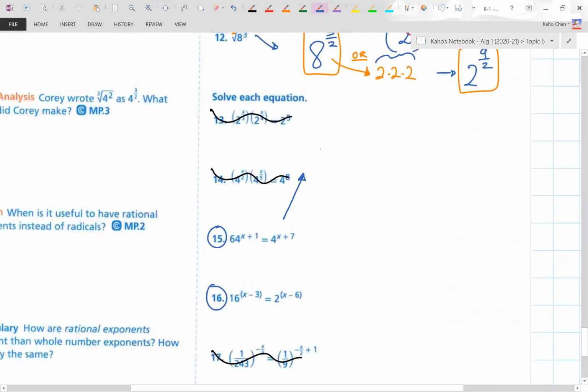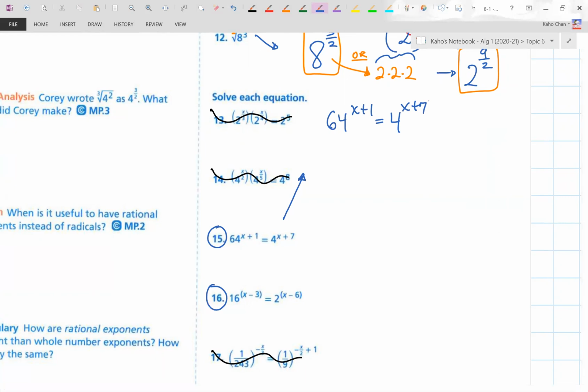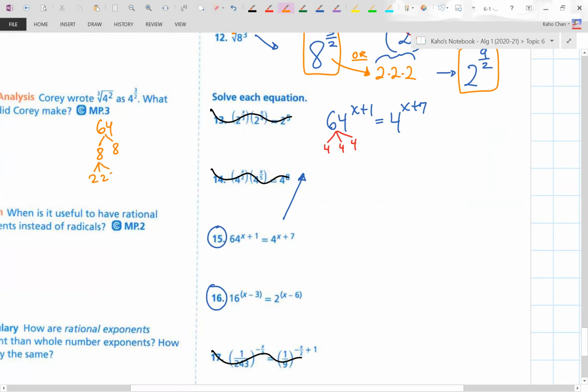Okay. We have 64 to the x plus 1 equaling 4 to the x plus 7. 4s and 64s are related to each other. Now, I'm not going to try to explain how to break down 64 by 2s or 4s, but 64 is literally 4 times 4 times 4. If you didn't know that, let me show you this. Off to the side, 64 is 8 times 8. 8 is 2, 2, 2, 2, 2, 2.